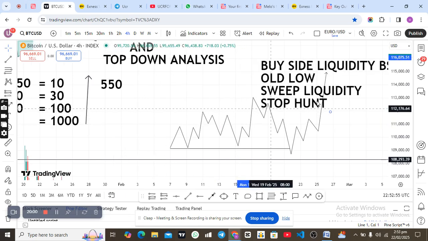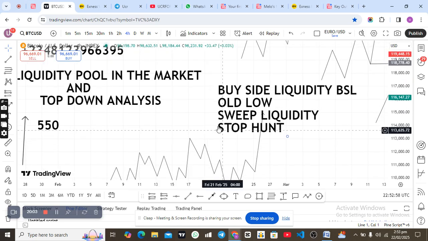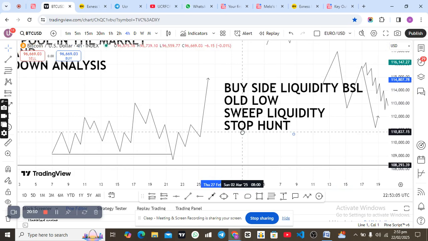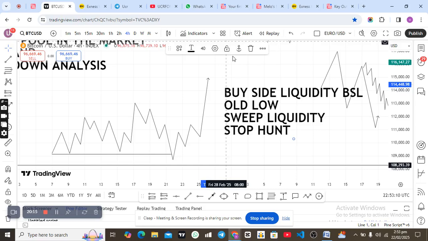Just imagine. This is what they normally use to confuse you guys. At the end of the day, you might think this is not what you know, and you start to relearn again. This is just the same thing. This particular thing that happened, where price took all of them out and still went in their direction, you can call it buy side liquidity, old low, sweep of liquidity, or stop hunt.